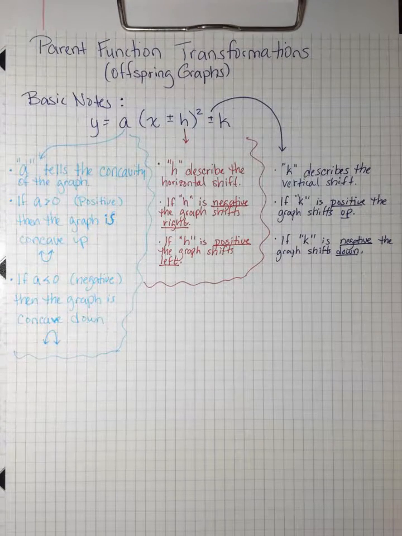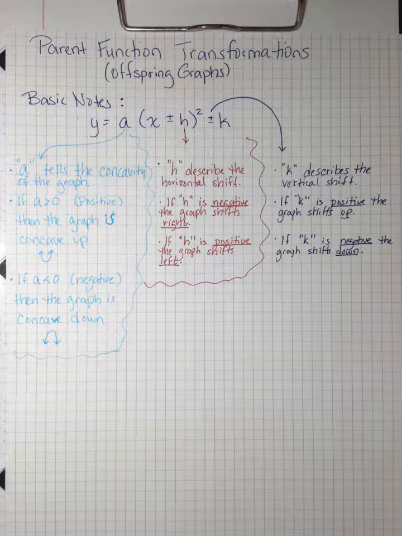Okay, so we're going to start off this first video about parent function transformation. So we're going to learn how to graph offspring graphs. Basically, you now know that we have several parent functions, and we're going to learn how to take these parent function graphs and move them left and right and up and down on the coordinate plane, and these new graphs are called offspring.